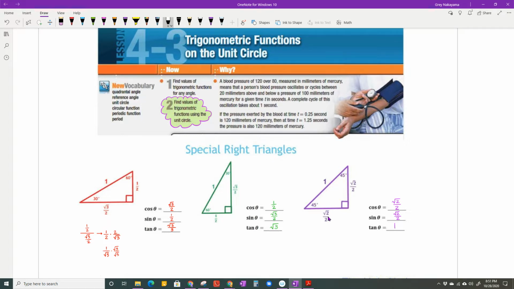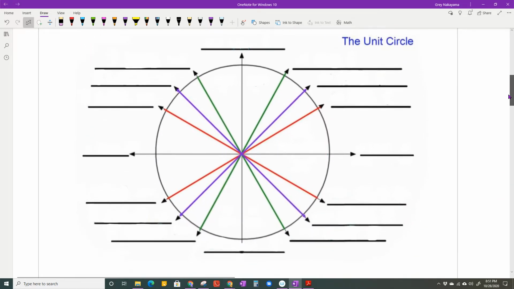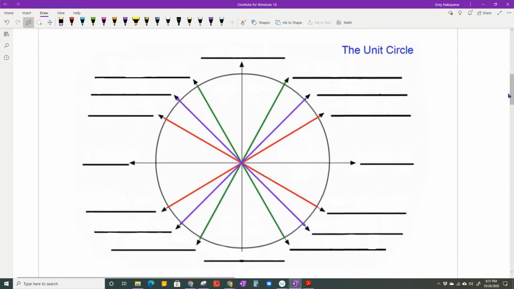Now, why are these things so important? It's because those special right triangles are actually the foundation of our unit circle. And the unit circle basically keeps all this information organized, and you use it a lot when you're solving problems of these types with these angles. So to refresh your memory, the unit circle is called unit, y'all, because it has a length of 1. That's why it's called the unit circle. It's a circle centered at the origin with a radius of 1.